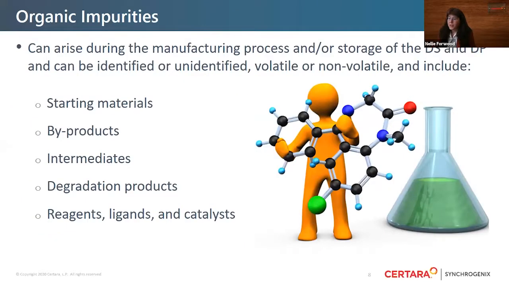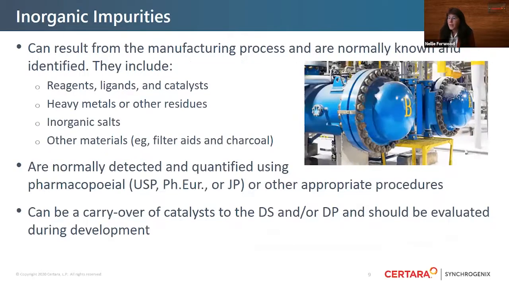So organic impurities can arise during the manufacturing process and or storage of the drug substance and drug product, and can be identified or unidentified, volatile or non-volatile. And these include starting materials, byproducts, intermediates, degradation products, reagents, ligands, and catalysts.